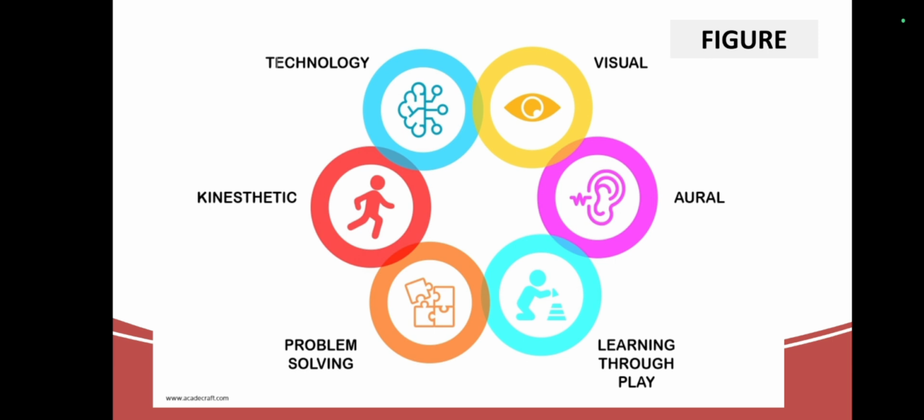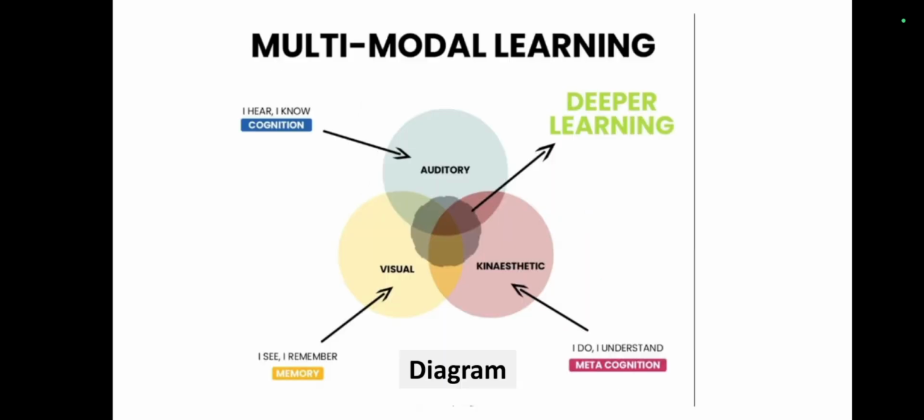Next, examples of figures. Technology, visual, makikita, so it is an oral or naririnig, kaya tenga, learning through play, problem solving, wherein isusolve niya, kinesthetic is gumagalaw, technology is ayun, yung symbols na tatlong bilog, that is a symbol of technology, or figure rather of technology. Next, multimodal learning, or example, this is an example of a diagram.